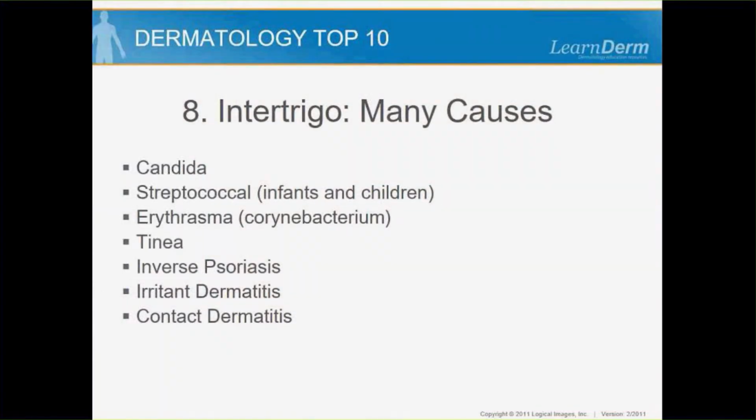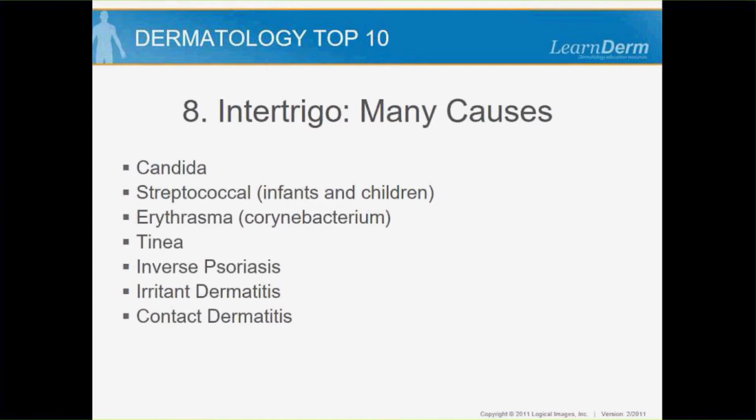So intertrigo has many causes. You have to think about them all. When using VisualDx, you can search the axilla and search morphologies and get a differential. So here are some of the common causes I already mentioned.